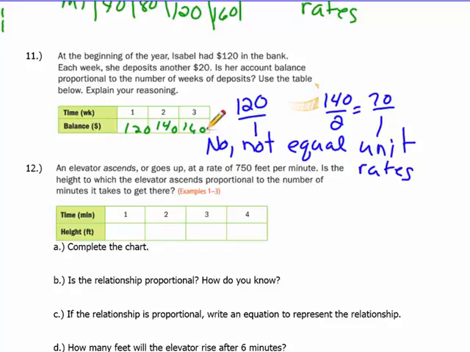Number 12, an elevator ascends or goes up at a rate of 750 feet per minute. So let's see, after 1 minute it's 750, 2 it's going to be 1500, 3 is going to be 2250, I hope, and then 4 is going to be 3000. All right, complete the chart. Is the relationship proportional? Yes. How do you know? Equal unit rates.